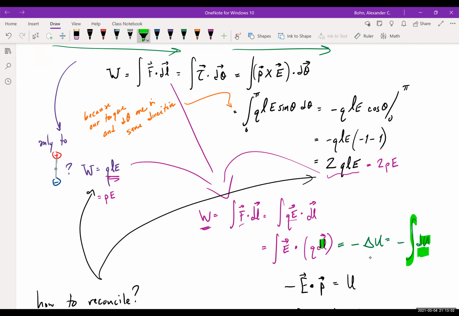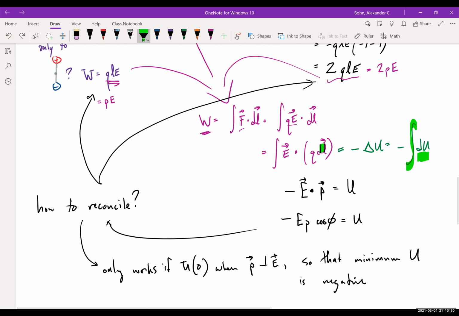But then it starts to look like potential energy is the negative of E dot the dipole moment. Now, how do we reconcile that? Because the dot product has a defined thing, and we need to know the angle between the field and the dipole moment.